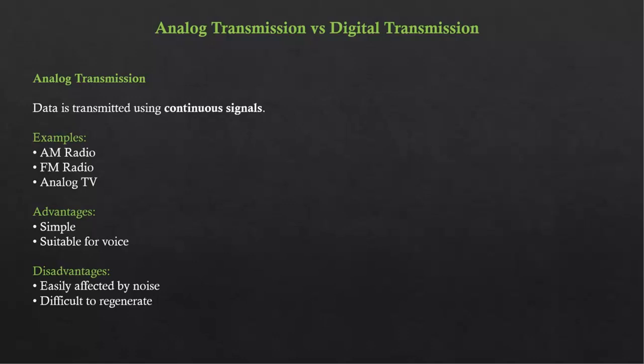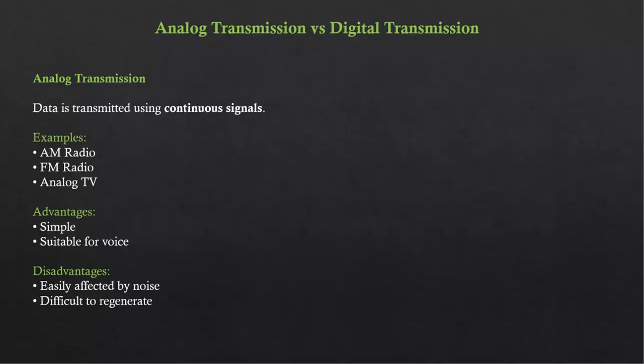The analog transmission uses continuous signals. The signal can continuously change its value over time. AM radio, FM radio, analog TV are typical examples. The advantages include that it's relatively simple, the design is simple, and is suitable for continuous signals such as voice. On the downside, it's easily affected by noise and it is difficult to regenerate the original signal.